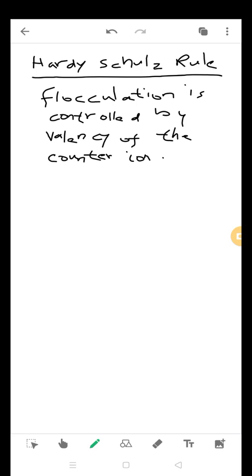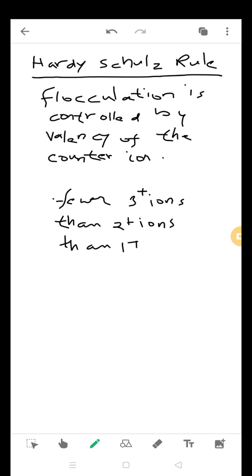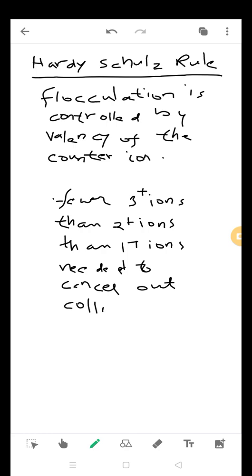That means there will be fewer 3+ ions, then 2+ ions, then 1+ ions, needed to cancel out a colloidal negative charge.